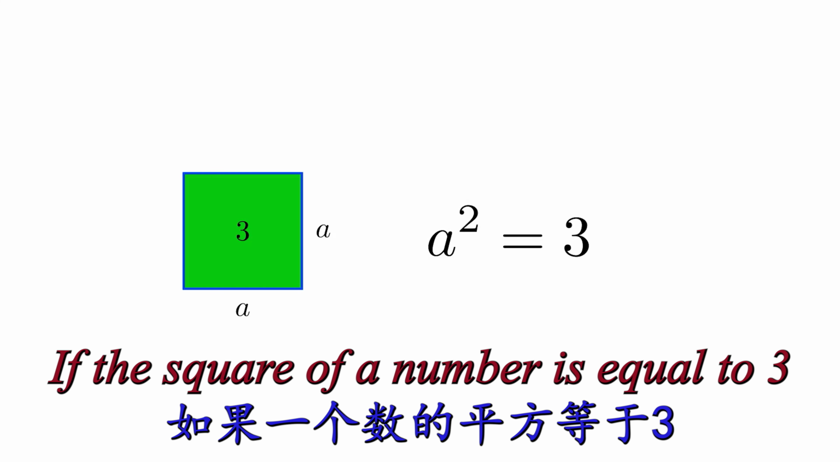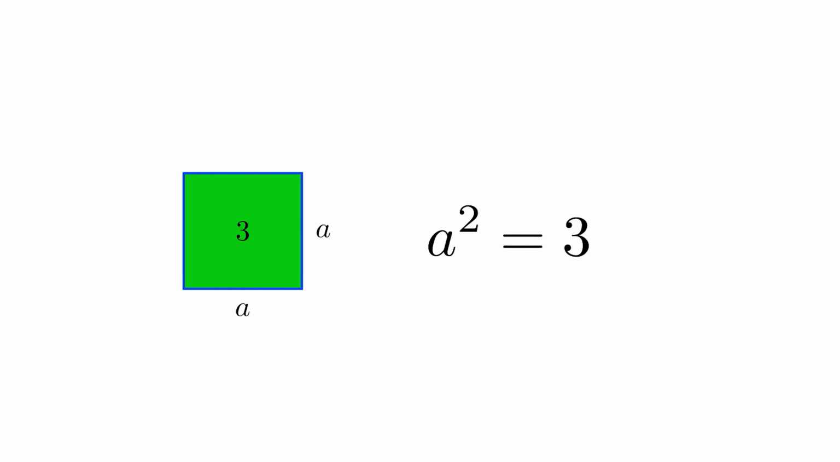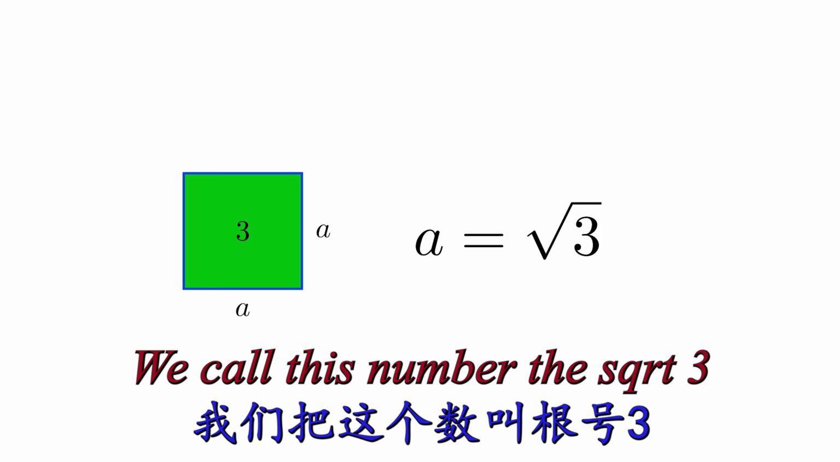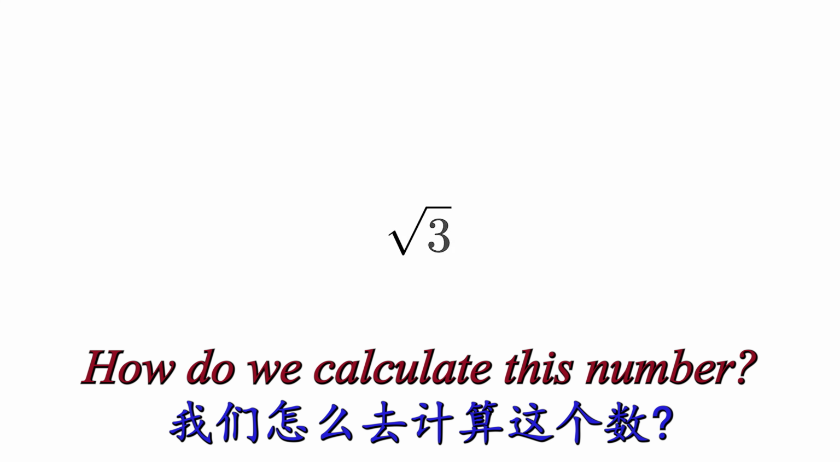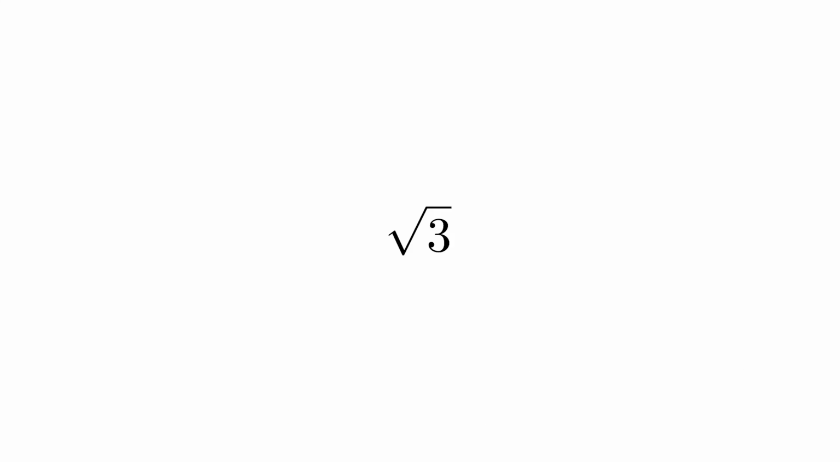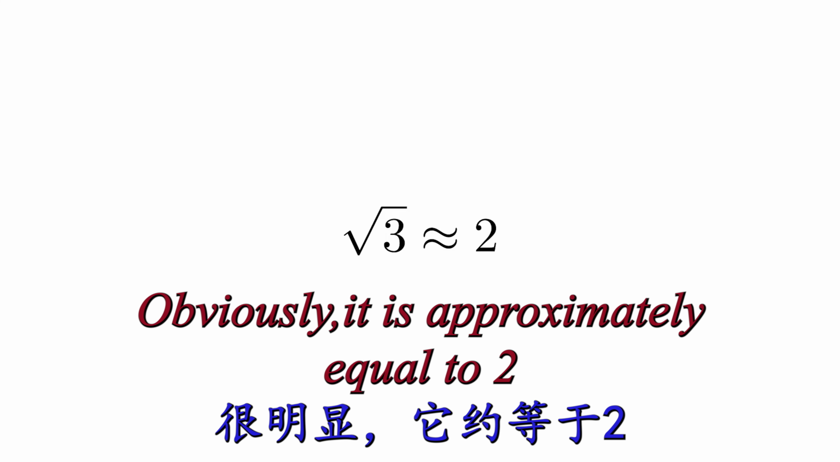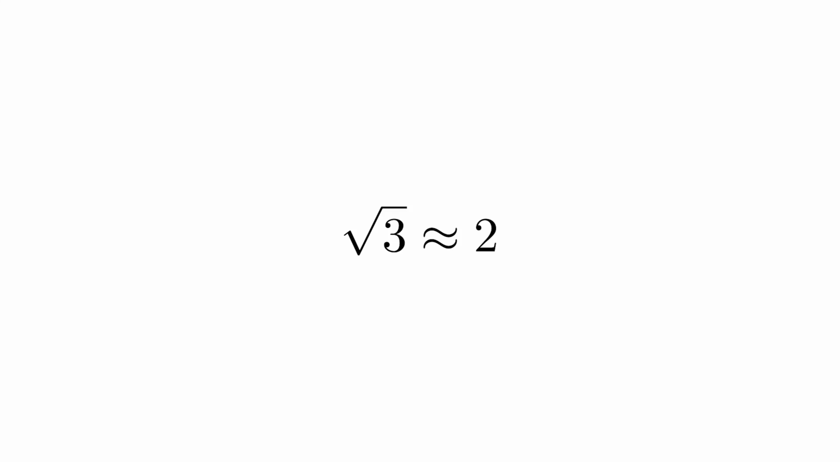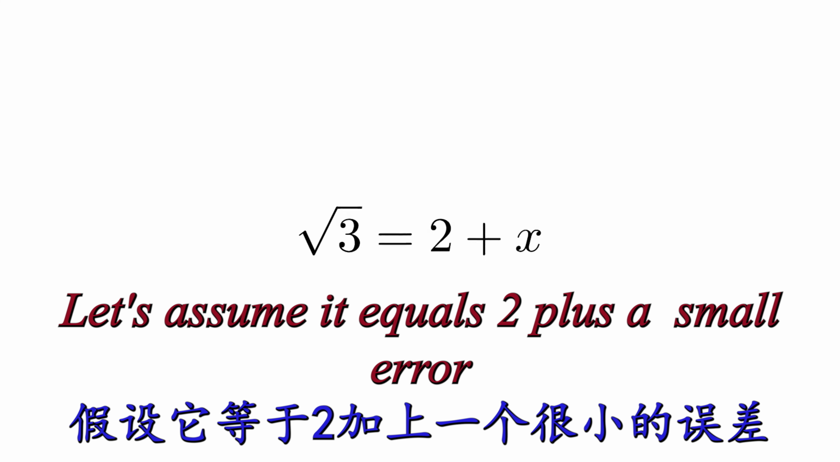If the square of a number is equal to 3, we call this number the square root of 3. How do we calculate this number? Obviously, it is approximately equal to 2. Let's assume it equals 2 plus a small error.